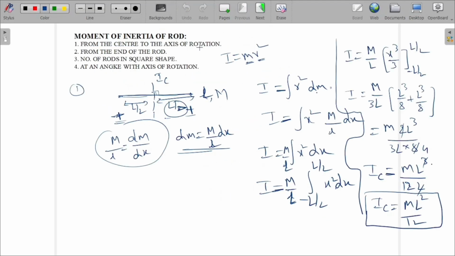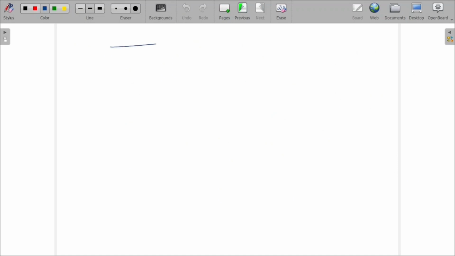So what we have done? The axis of rotation from the end of the rod. Now the rods are in the form of a square shape. So this is one rod, here one rod, here one rod, and here one rod. Four rods: first, second, third, fourth. Each mass is m and each length is l. So from where do we have to take the axis of rotation? According to the axis of rotation, moment of inertia will change. It might change, may not change, but in most cases it will change.